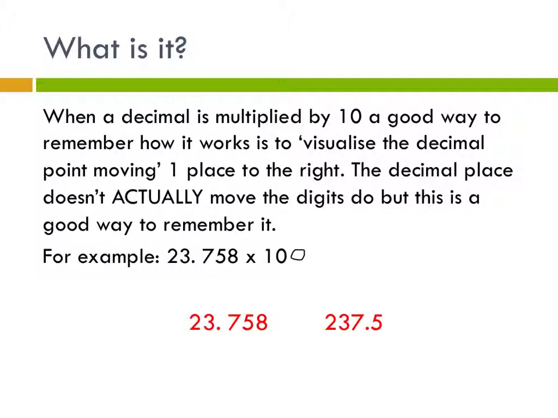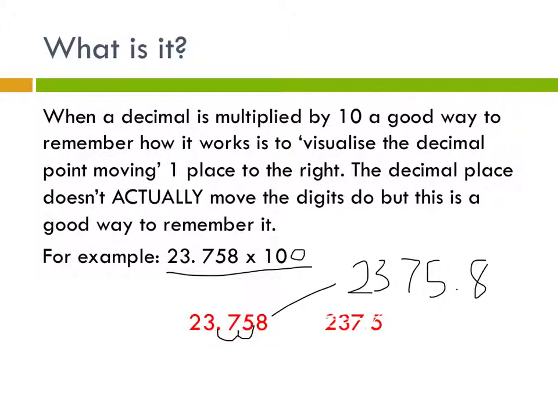If I changed my number to being multiplied by 100, where would the decimal place go now? Well, let's have a look. If I multiplied it by 10, 10 has 1 zero, and I moved it one place to the right. 100 has 2 zeros, so I would move it 2 places to the right. So my answer for 23.758 multiplied by 100 would be 2375.8. See a pattern yet? I'm hoping you do.